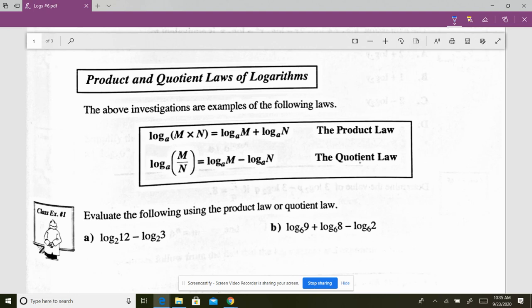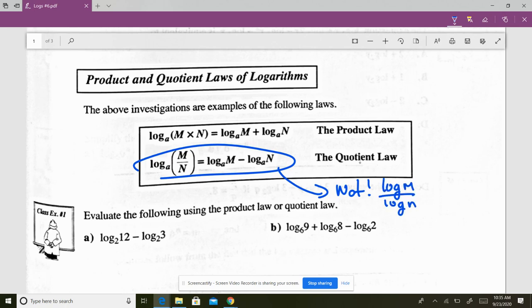One thing I have to say is this law, people will confuse it with this. It's not the same thing. All right? This is not the same as that. It's a big distinction. These are logs being divided. This is one log with the arguments being divided. Okay, there's a big distinction between those two things.